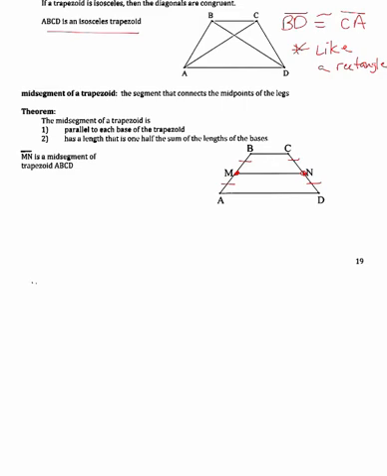The mid-segment of the trapezoid will be parallel to both bases, so you're going to get three parallel lines. And the second thing is the length of that mid-segment is half the sum of the lengths of the bases. And what that means is easier to understand with numbers. If AD was 10 and BC was 4, then MN is going to equal half of those two bases added together, or half of 14, which would be 7. And those are the two things I want you to know about the mid-segment of a trapezoid.